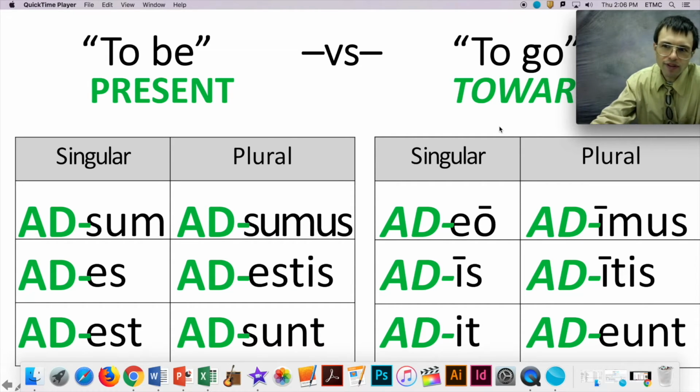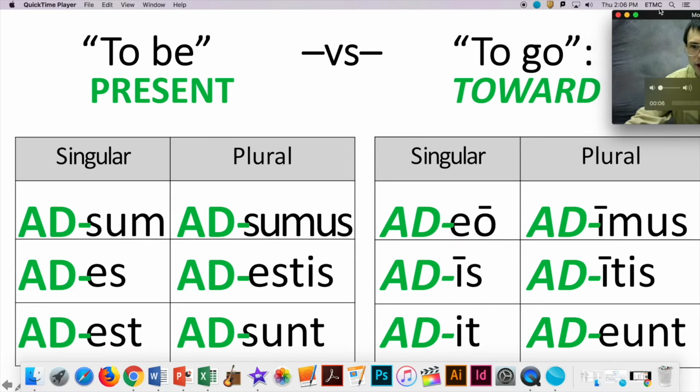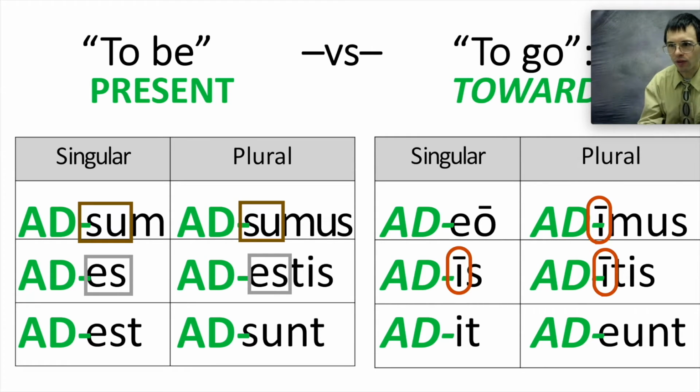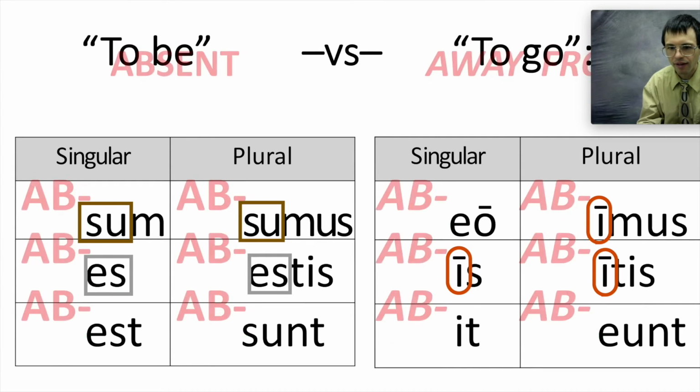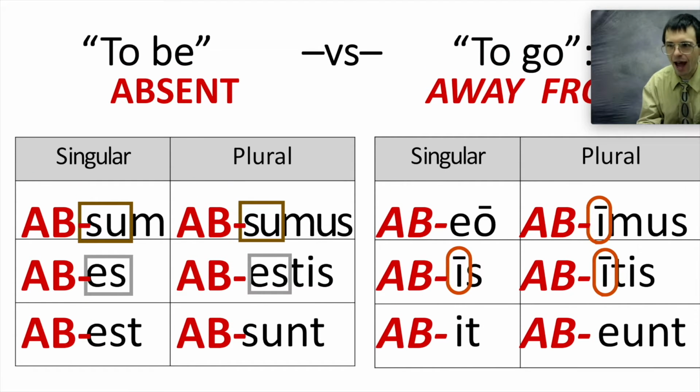How do you think we would say they are absent or they go away from? Adeo is to go toward. What would to go away from be? Right. The opposite of ad is ab. So, absum, I am absent. Abes, you are absent. Abest, he, she, or it is absent. Absumus, we are absent. Abestis, y'all are absent. Absunt, they are absent. Or abeo, I go away.